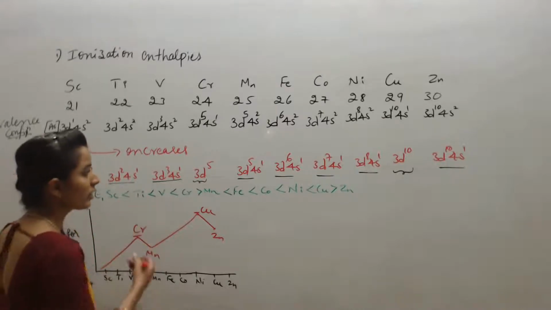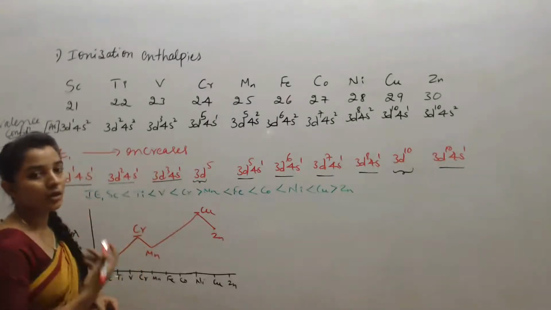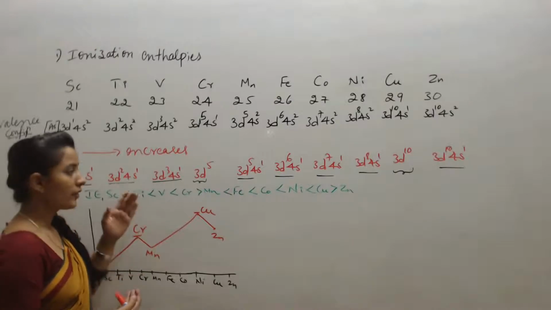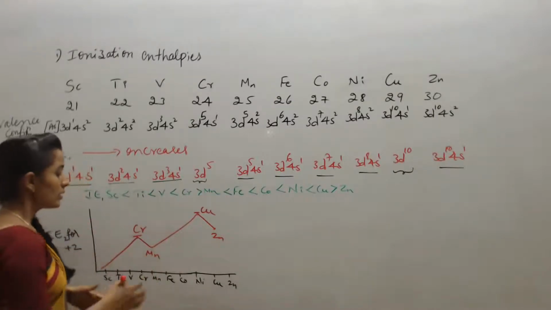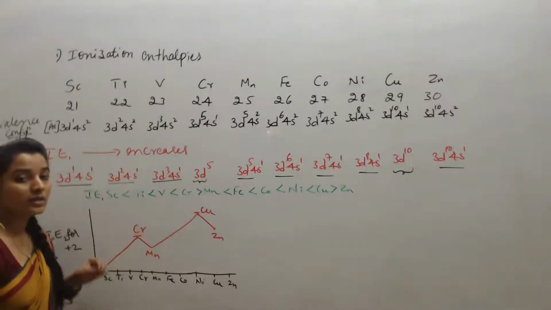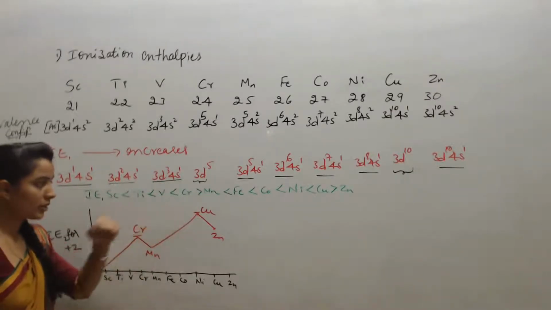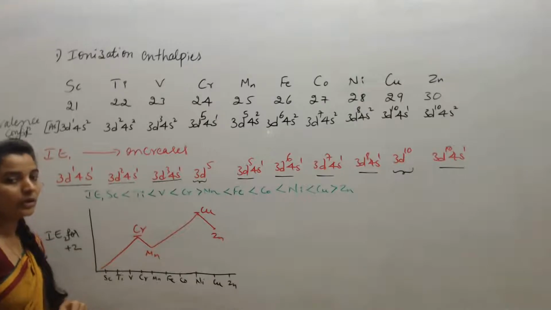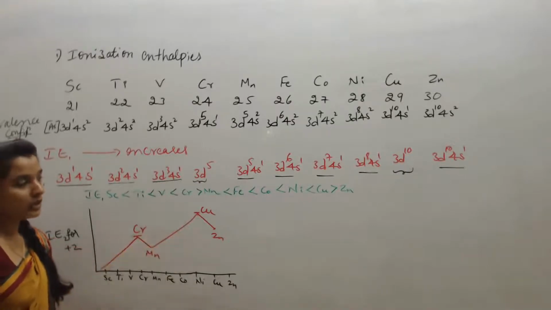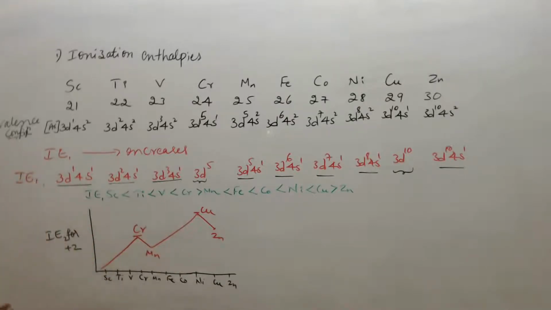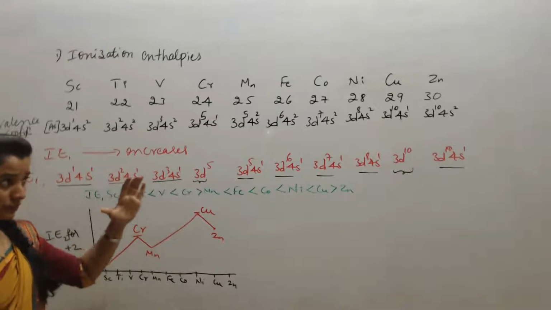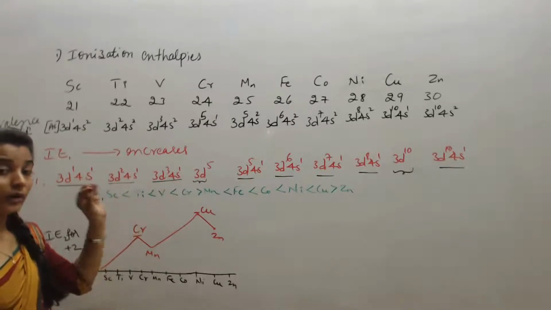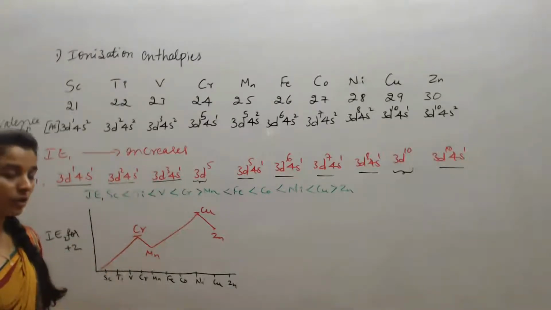You have to write the configuration of each, chromium, copper, whatever they ask, and you have to compare with manganese and zinc. Okay, so then you will get to know why this one has a high second ionization energy. Why not these two? Okay, so this is the second ionization energy trend. So after this, I will say what answer you have to write for the question.